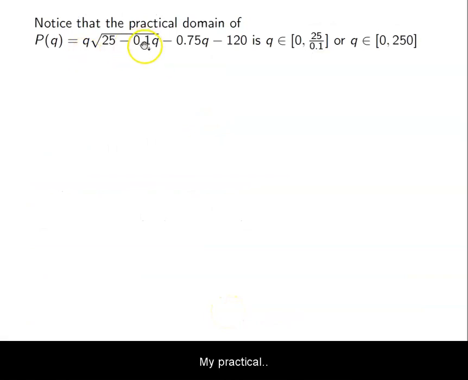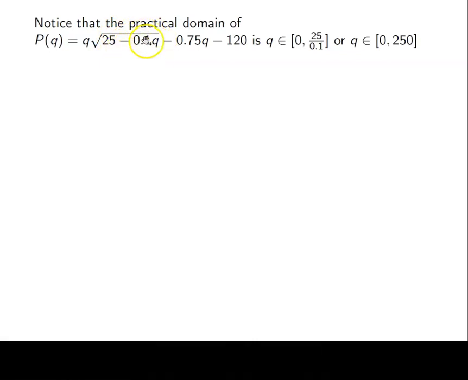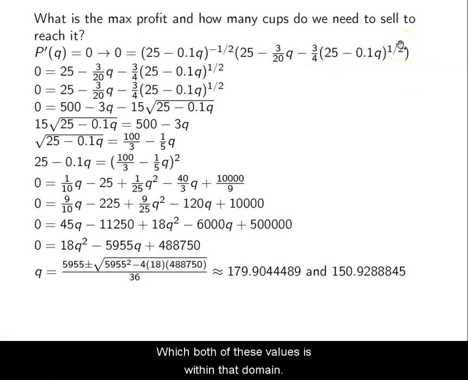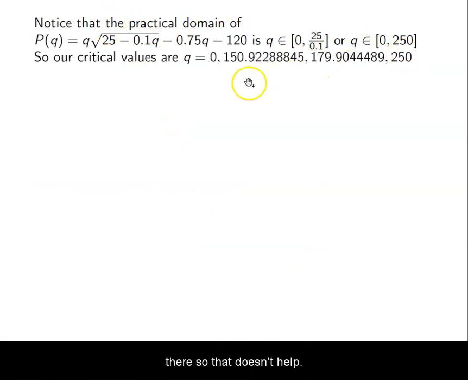So my practical domain is 0 to 250, okay, because of what I'm allowed to plug in here, right, to the square root. I cannot have the square root be negative. So if I set this equal to 0 and solve, that's 25 over 0.1 or 250, okay, which both of these values is within that domain. So sometimes you could just try to find the domain for your function, and that'll kind of kick out one of your possible answers right away. Here for my practical domain, both of those answers are in there, so that doesn't help.